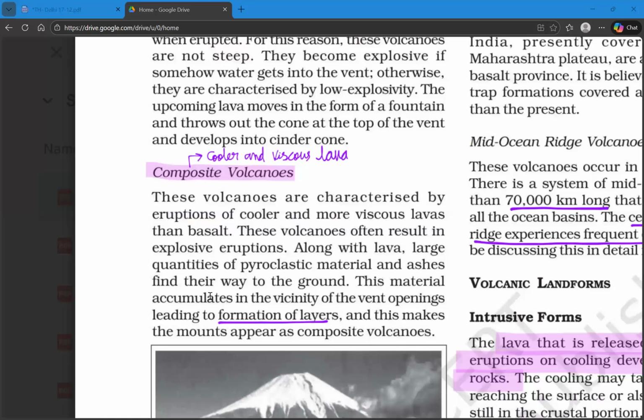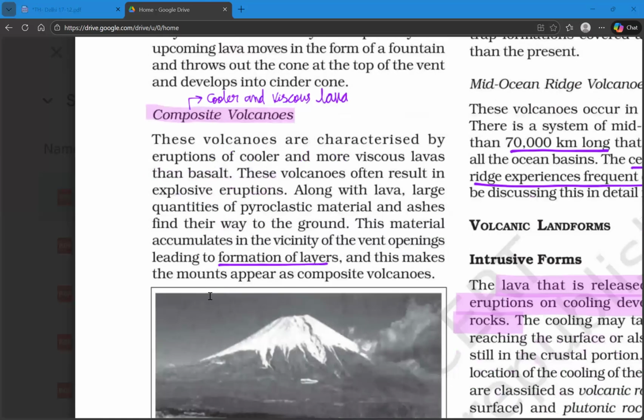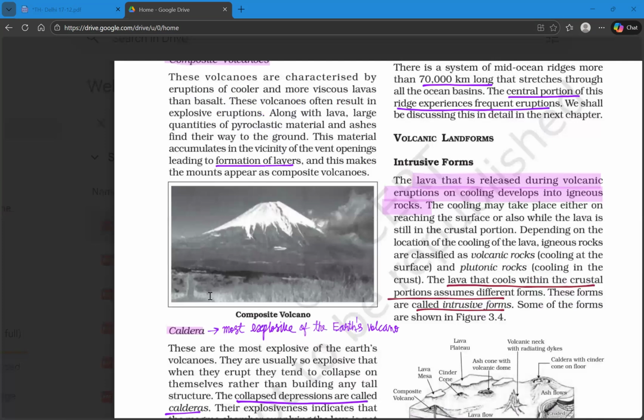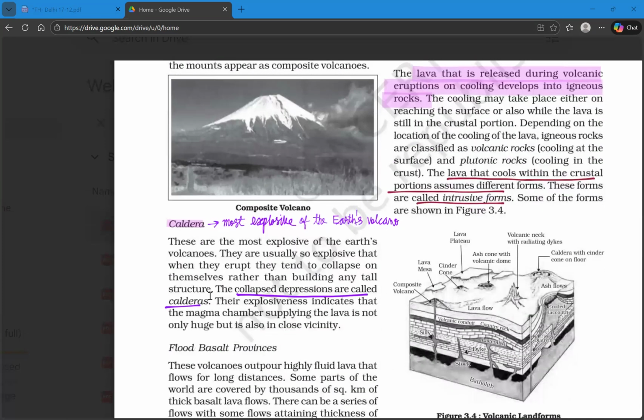So in composite volcanoes, we have cooler and viscous lava, and it is also acidic in nature. These volcanoes are generally very explosive. Which volcano? Composite volcano. So in composite volcanoes, along with lava, we have pyroclastic debris that gets settled on the ground. Due to that settlement of debris, ashes, and everything, this leads to formation of layers. So that is why these are called composite volcanoes, or also stratovolcanoes. Another name for composite volcano is stratovolcano.